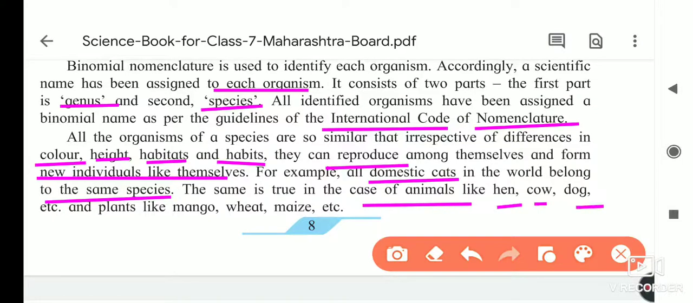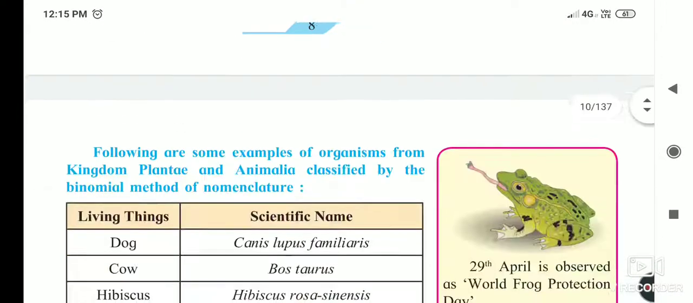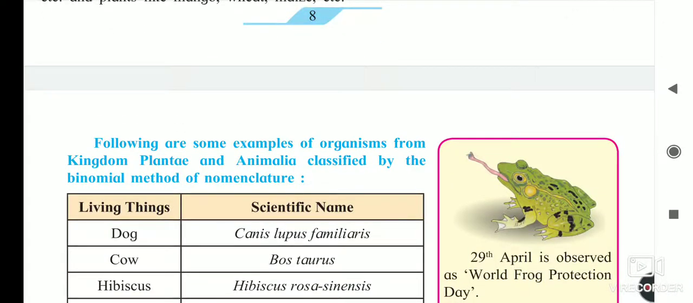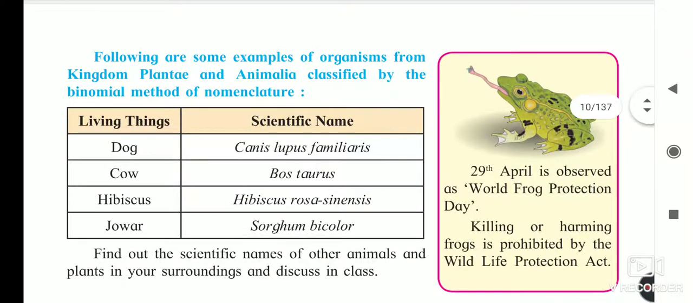Hen, cow, dog, etc. The plants like mango, wheat, maize, etc. All have the same characteristics. In the same way that all the cats are taken in one group, dog, hen, cow and trees like mango, wheat, maize are also taken into one group.